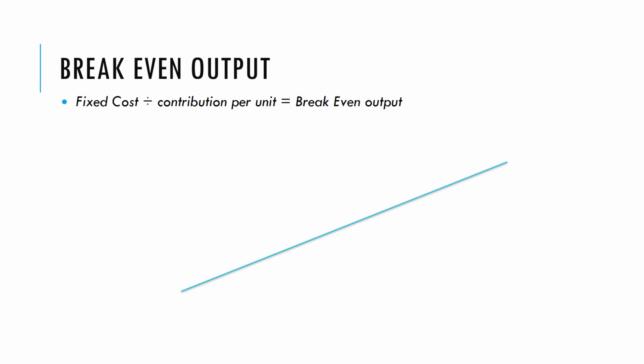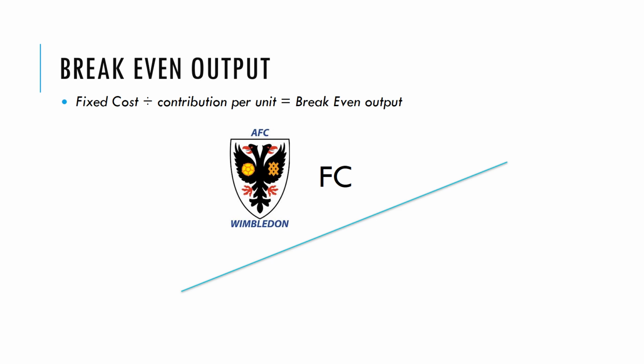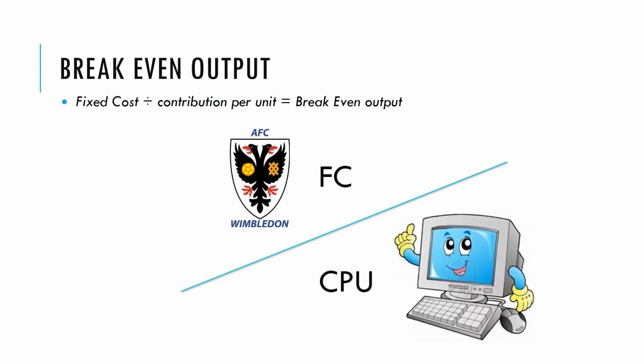So fixed costs, FC, and I always think to myself, FC, football club, and there's a very good football club there. Divided by contribution, CPU, and CPU reminds me of computer. So if I think to myself, break-even output, football club, computer, FC divided by CPU, fixed costs divided by contribution per unit, it sounds random, it sounds weird, but it's a really excellent way to memorize this formula.